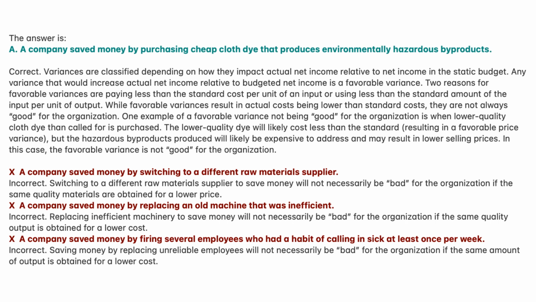While favorable variances result in actual costs being lower than standard costs, they are not always good for the organization. One example of a favorable variance not being good for the organization is when lower quality cloth dye than called for is purchased. The lower quality dye will likely cost less than the standard, resulting in a favorable price variance, but the hazardous byproducts produced will likely be expensive to address and may result in lower selling prices. In this case, the favorable variance is not good for the organization.